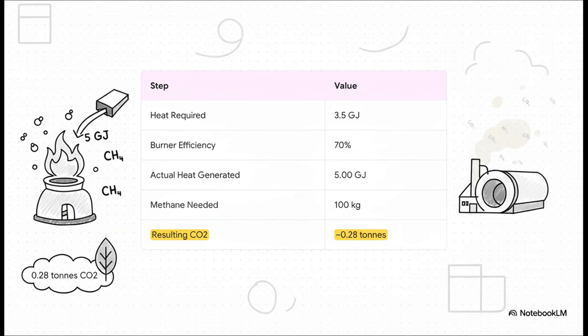Okay, now for natural gas. Remember, it's less efficient, so to get that same 3.5 gigajoules into the rock, you have to generate even more total heat, a full 5 gigajoules. But here's the twist. Natural gas is a cleaner fuel for the same amount of energy. So even though you're burning more energy, the CO2 is actually lower, coming in at about 0.28 tons.